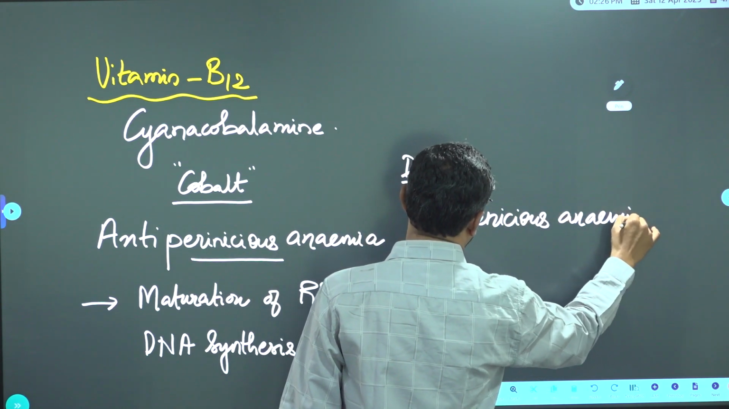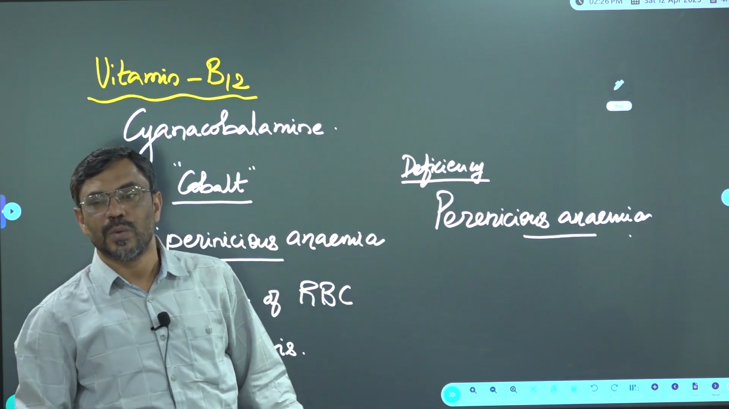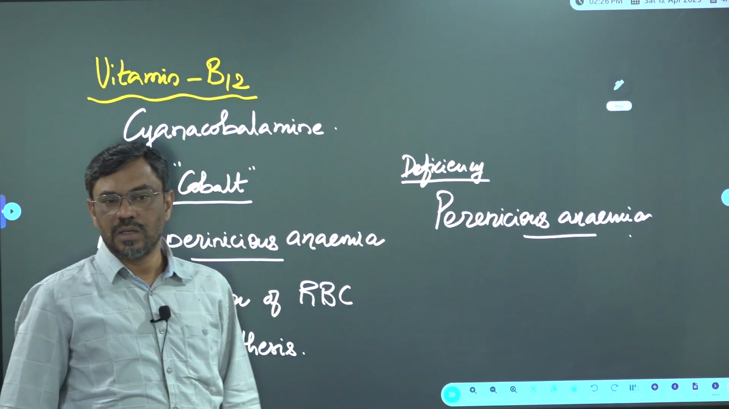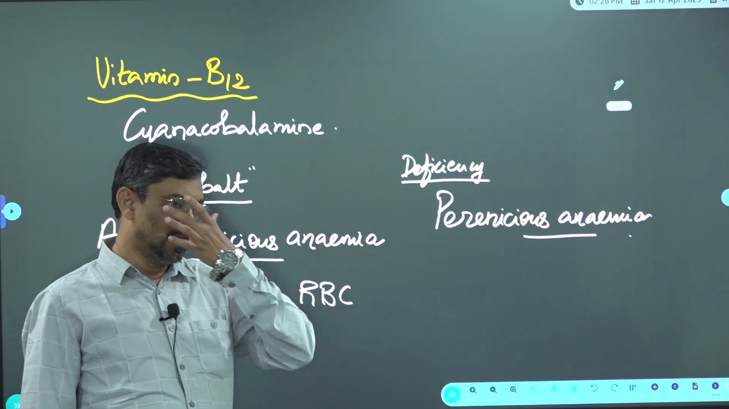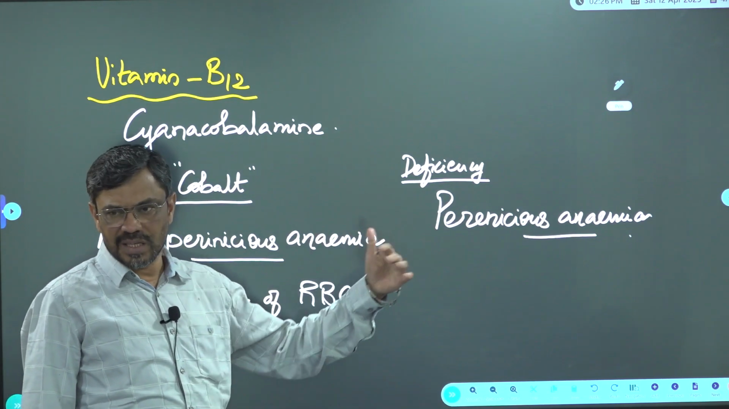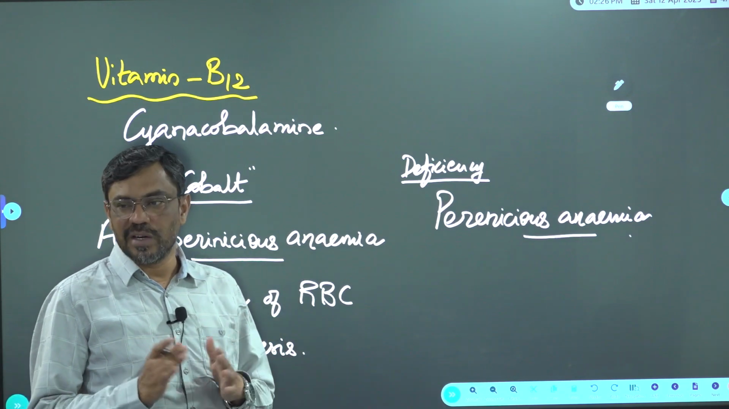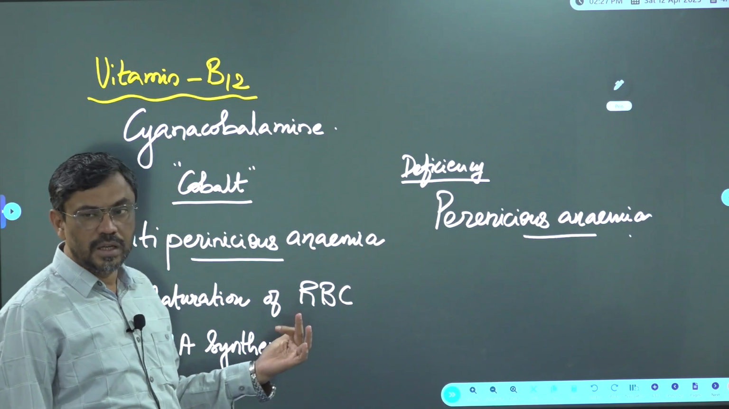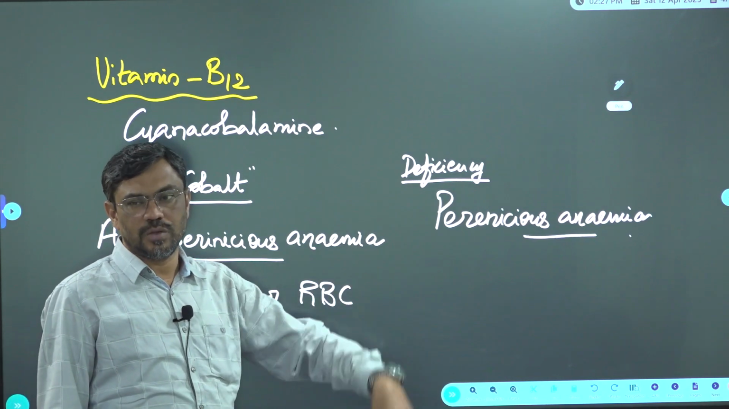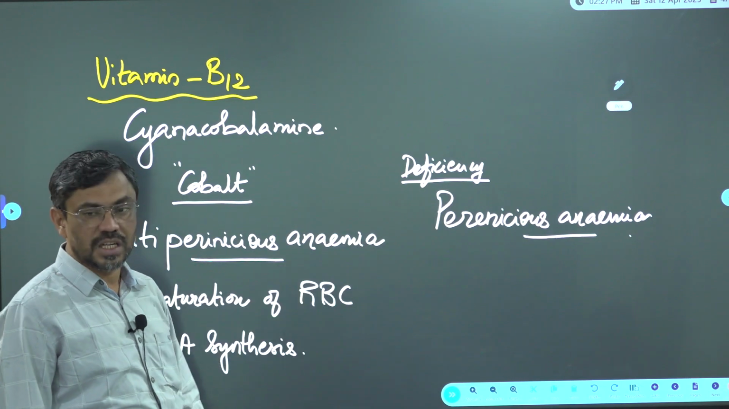Pernicious anemia. Here in pernicious anemia, the lifespan of RBC decreases. The RBC will not mature properly. It affects the metabolism because it is required for DNA synthesis. The DNA plays a very important role in the metabolism, so if DNA synthesis does not occur properly, the entire metabolism will be disturbed. Finally it leads to death. That is called pernicious anemia.